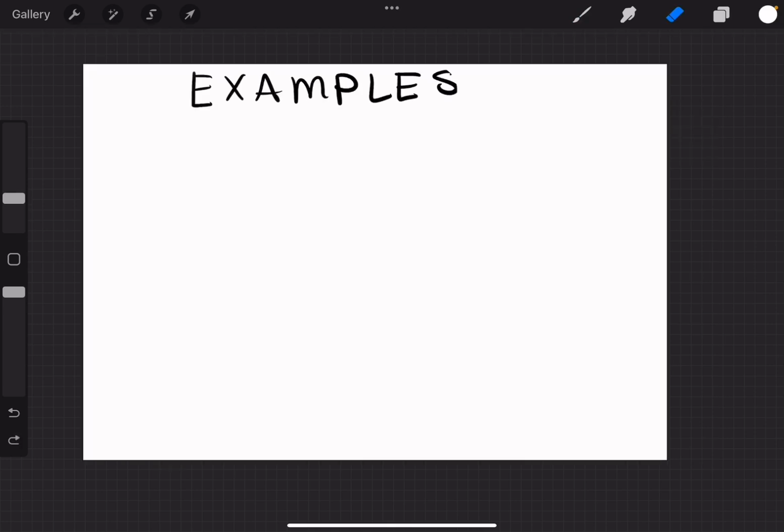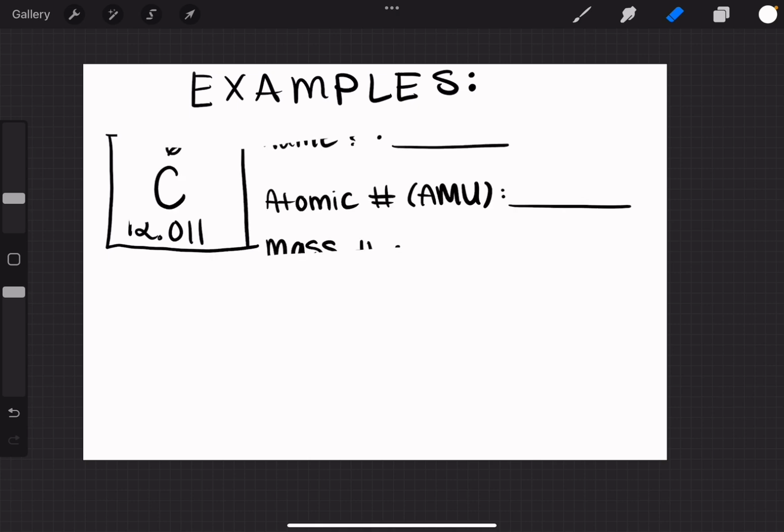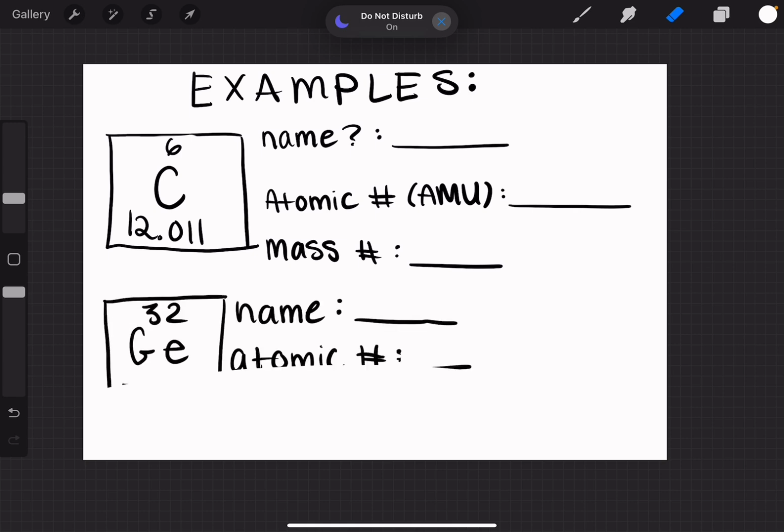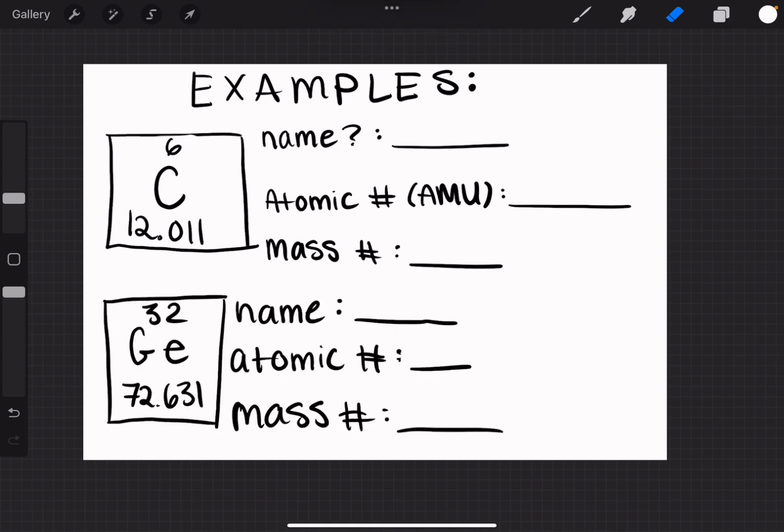Alright, here's an example of two different elements and what their mass number, atomic number, and name are for you to fill out. So you can take a minute or so now to fill both these out. Pause the video if you like, or whatever you need.